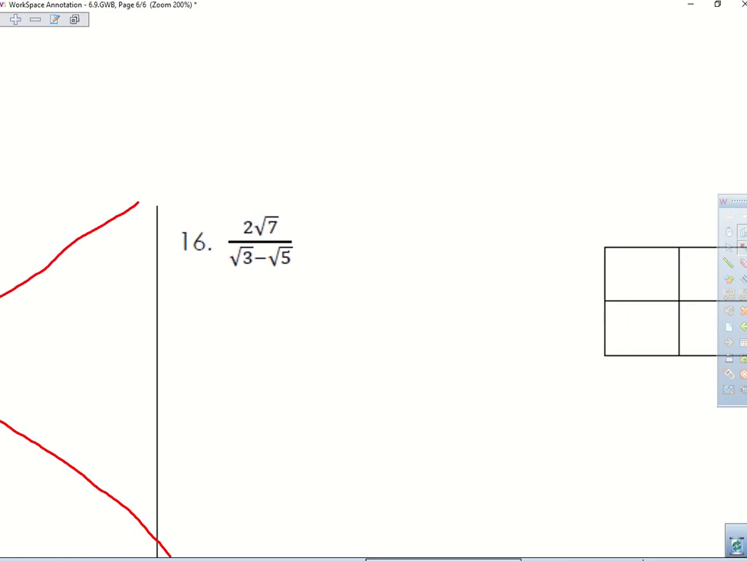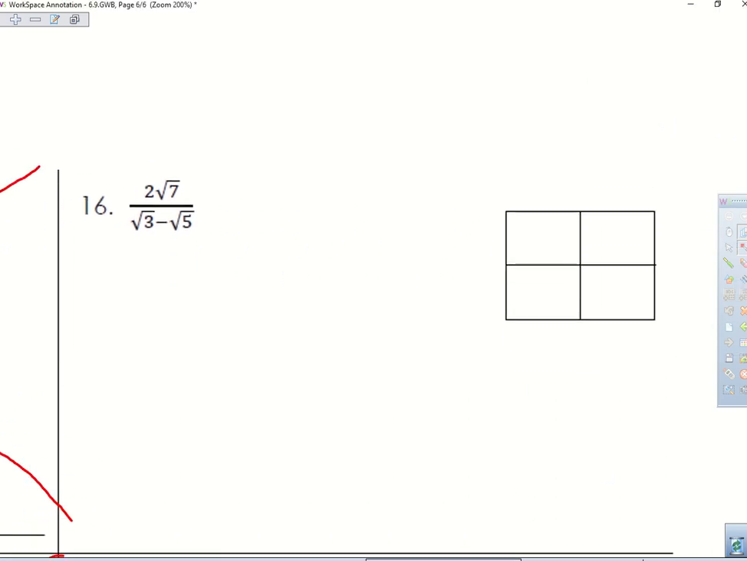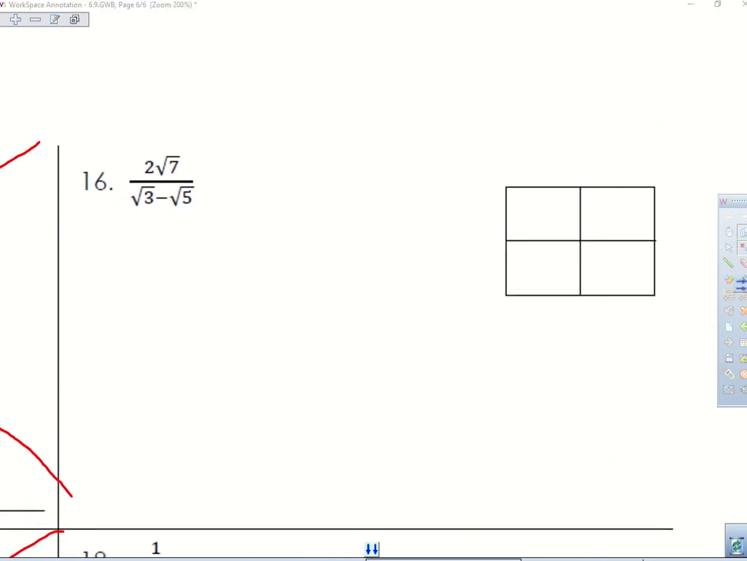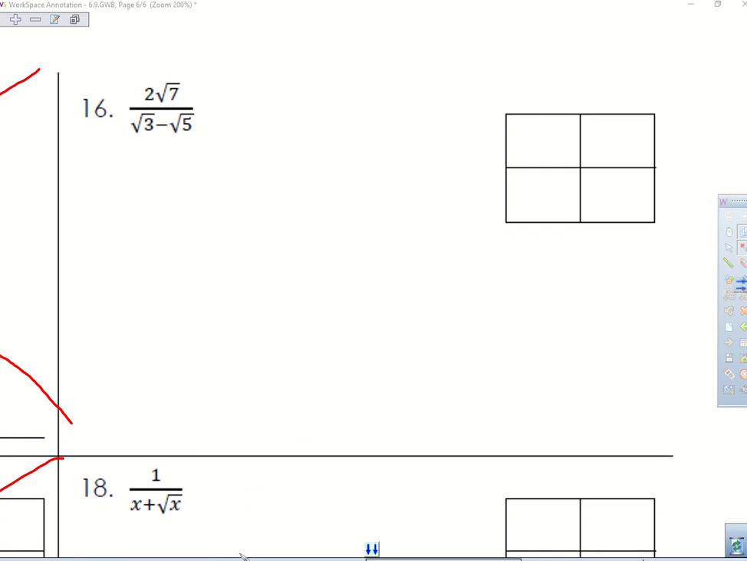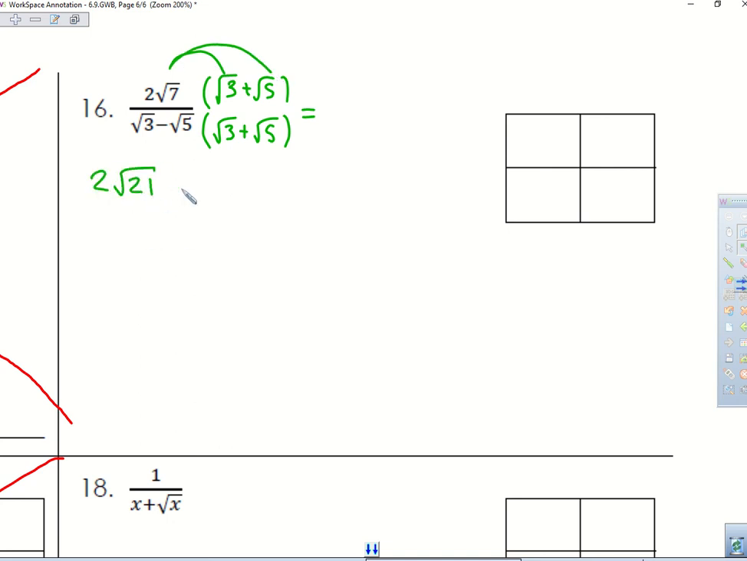Now with a binomial, we're just jumping to number 16. You have to use what's called the conjugate. I mean, we just talked about the conjugate. What's the conjugate of radical 3 minus radical 5? Yeah, same thing but with a plus sign. So you multiply the top and bottom by that when it's a binomial. You distribute on the top and you get 2 radical 21 plus 2 radical 35.